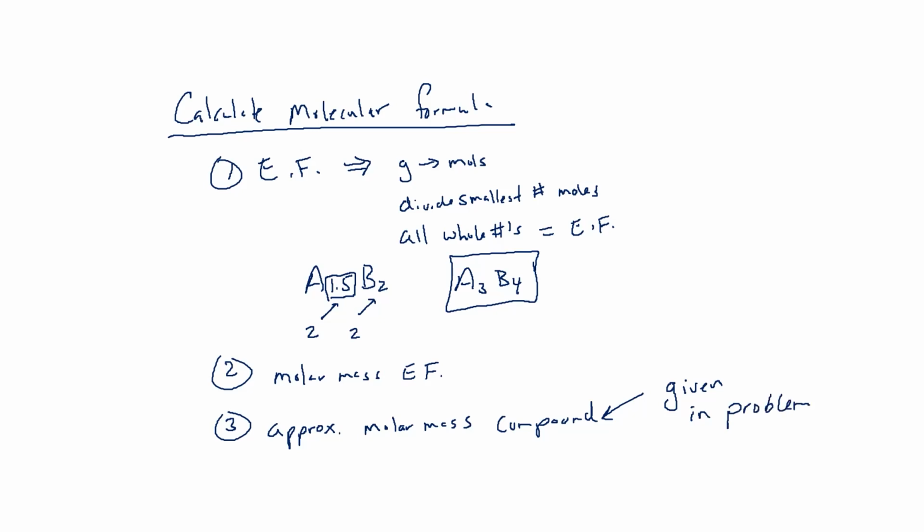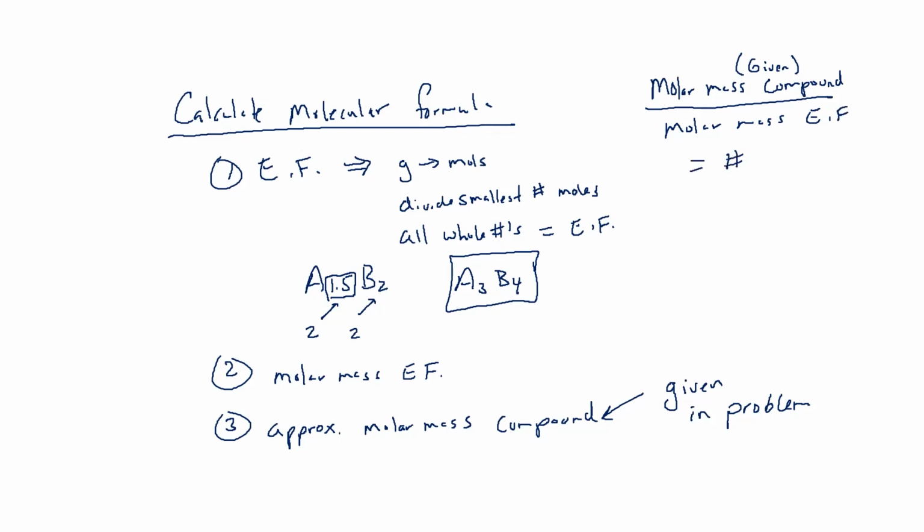And what we want to do, after we have the molar mass of the compound, which is given to us, and the empirical formula's molar mass, is divide those numbers. So we would take the molar mass of the compound and divide that by the molar mass of the empirical formula. When we do that, that is going to give us a number, and that number is what we're going to multiply the empirical formula by. It's basically a factor to multiply the empirical formula by.